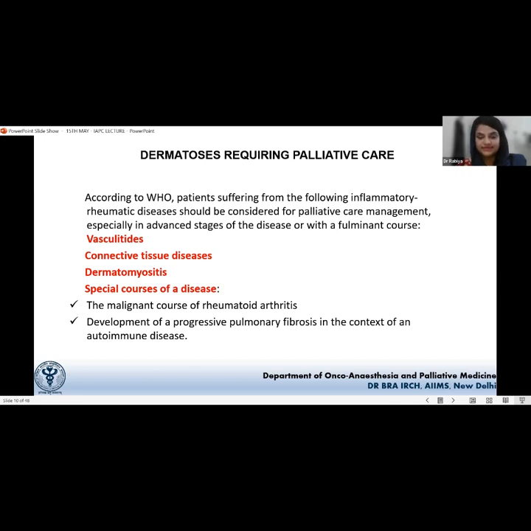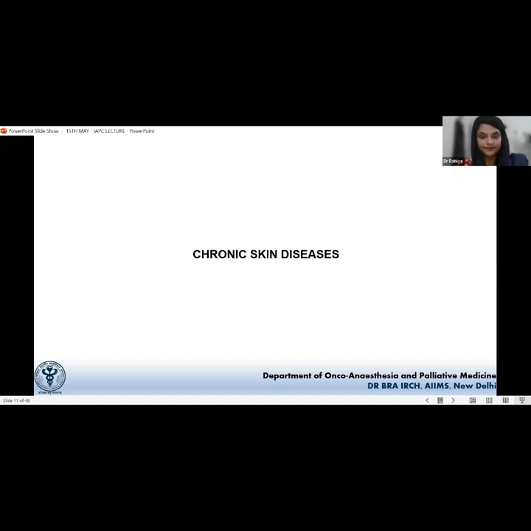Now, dermatosis requiring palliative care. According to the WHO, patients who are suffering from the following inflammatory rheumatic diseases should be considered for palliative care management: vasculitis, connective tissue diseases, dermatomyositis, and special courses of disease like the malignant course of rheumatoid arthritis, and the development of a progressive pulmonary fibrosis in the context of an autoimmune disease.